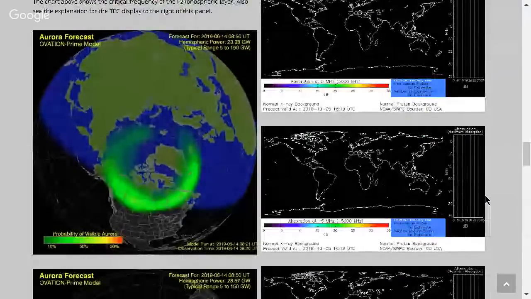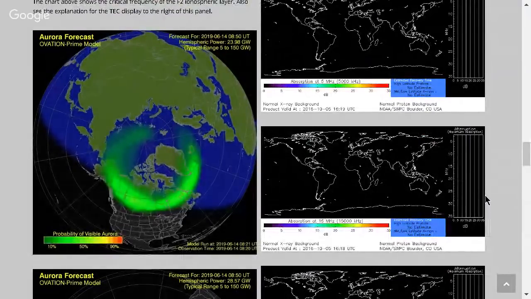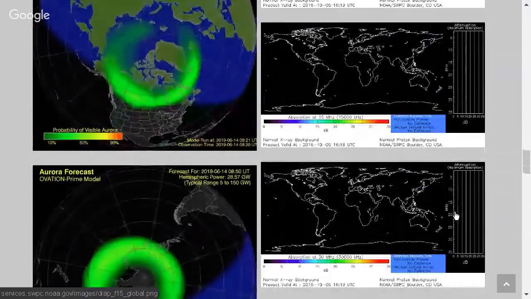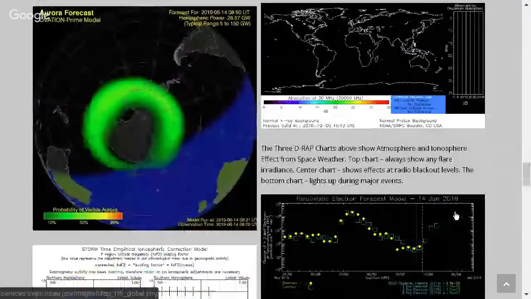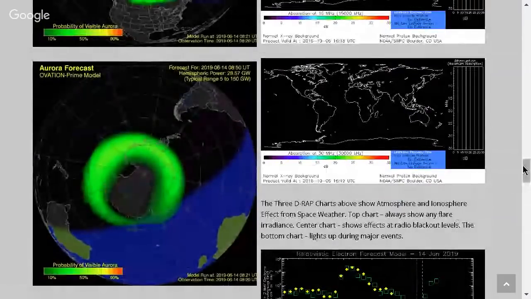And there are the aurora forecasts. Some significant auroras there, especially in southwestern Canada. There's the aurora borealis, and there is the australis forecast.